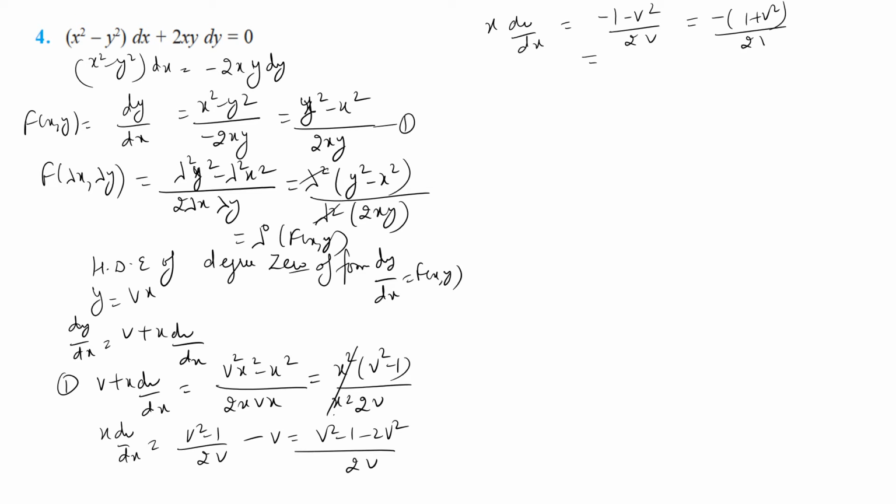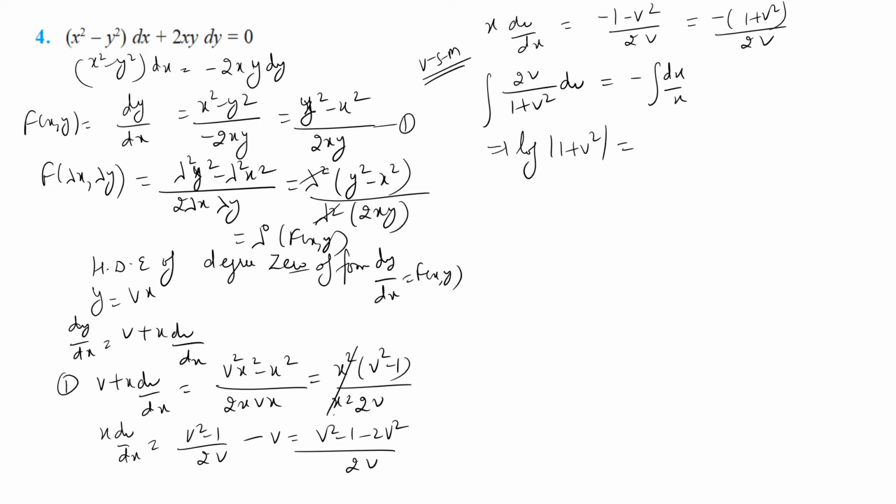So when we separate the variables, as we are using the variable separable method, I will take 2v upon 1 plus v square to the side of dv, and minus dx upon x I take to this side. Right? You know that it is of the form f dash x upon fx. So clearly I can simply write it as log mod 1 plus v square is equal to minus log mod x, and we can take the constant also as log c. So log 1 plus v square is equal to log c upon x, right?